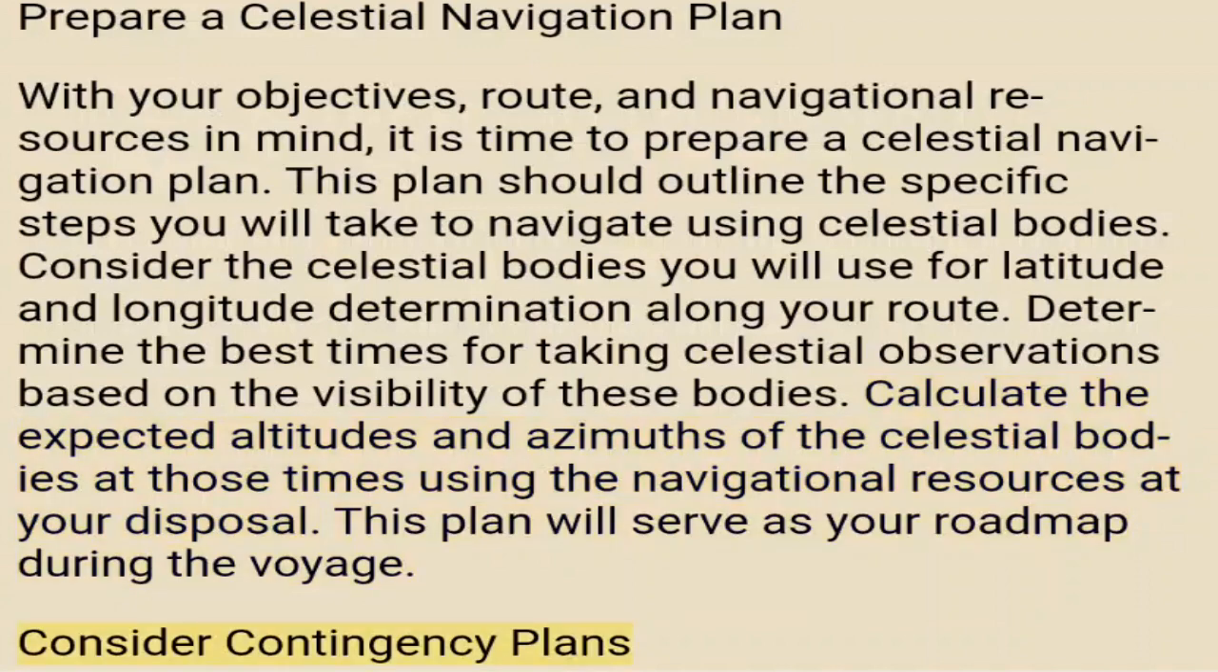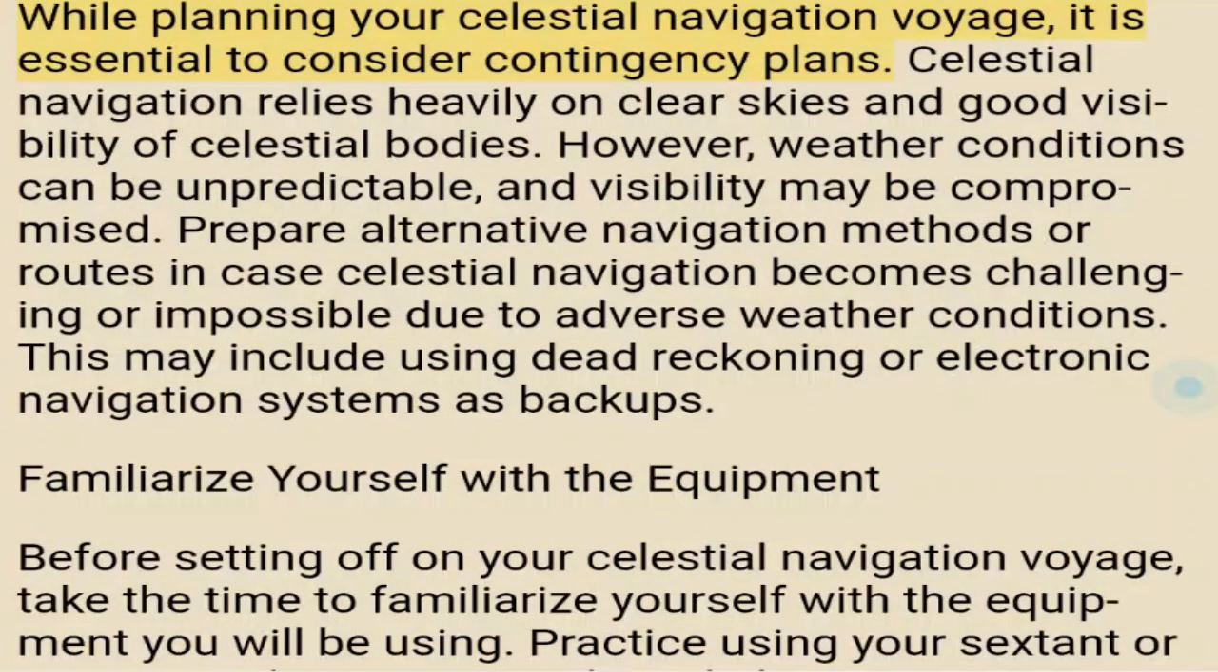Consider contingency plans. While planning your celestial navigation voyage, it is essential to consider contingency plans. Celestial navigation relies heavily on clear skies and good visibility of celestial bodies. However, weather conditions can be unpredictable, and visibility may be compromised. Prepare alternative navigation methods or routes in case celestial navigation becomes challenging or impossible due to adverse weather conditions. This may include using dead reckoning or electronic navigation systems as backups.